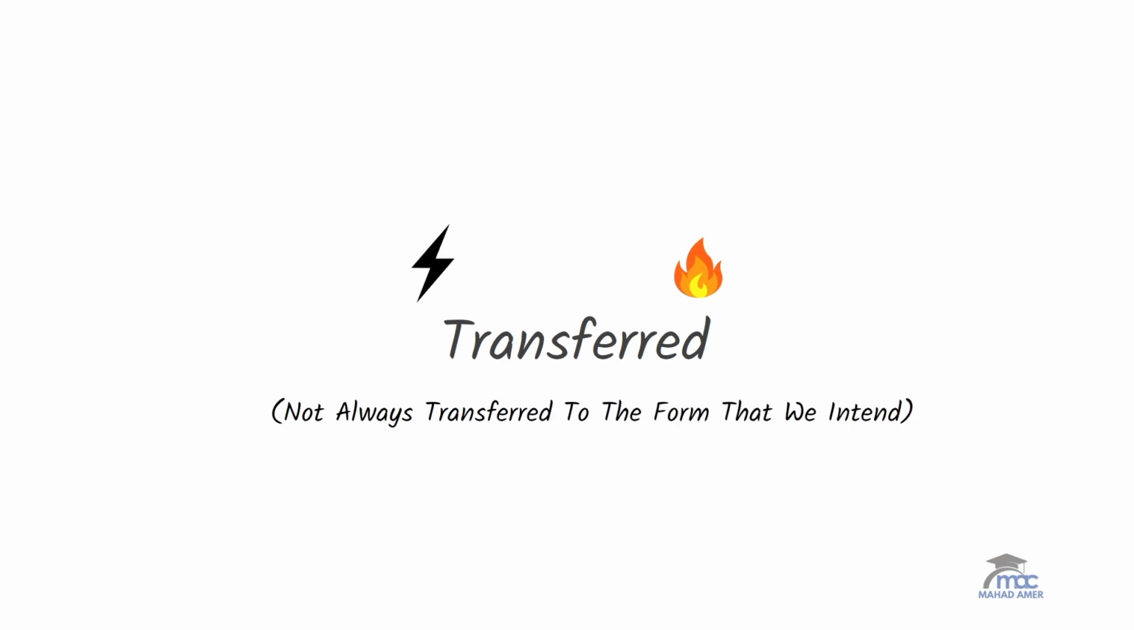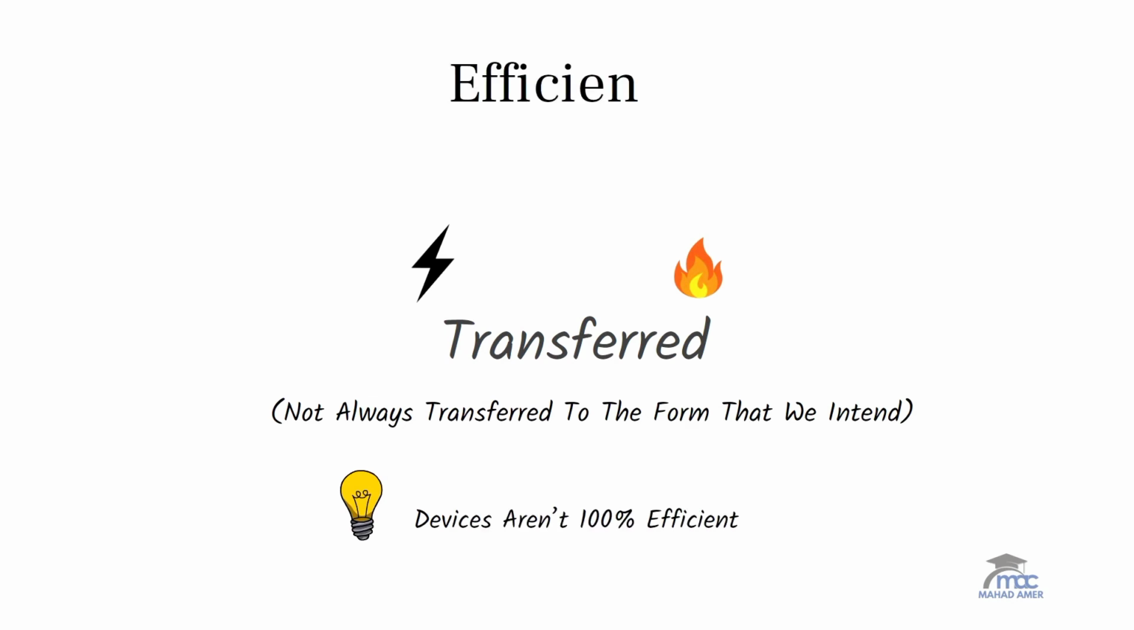Today we're going to learn about efficiency. We have seen before that energy is transferred from one form to another, for example, electric energy to heat energy. We must understand that they're not always transferred to the form that we want. This is because not all devices are 100% efficient. So in today's video, we're going to closely evaluate efficiency and also see how to calculate it in terms of both energy and power.